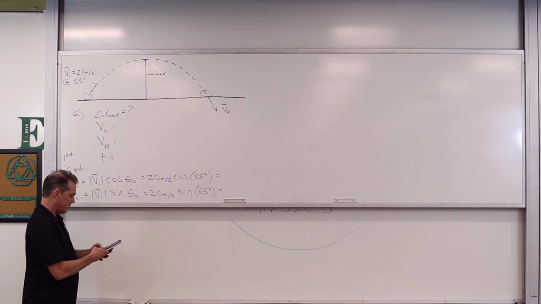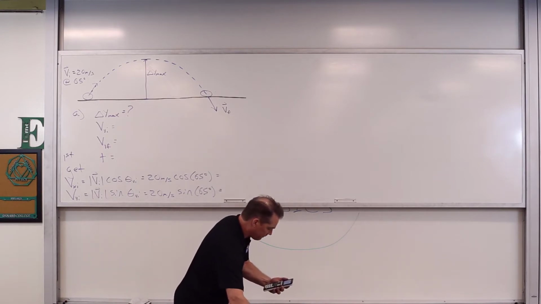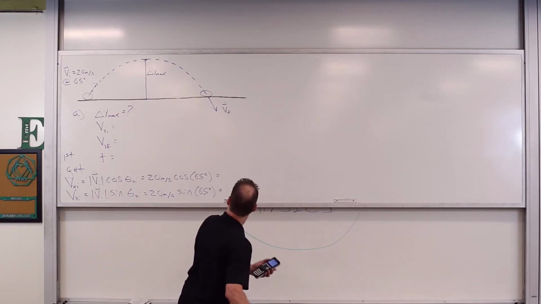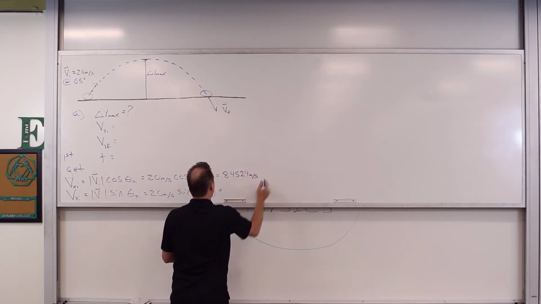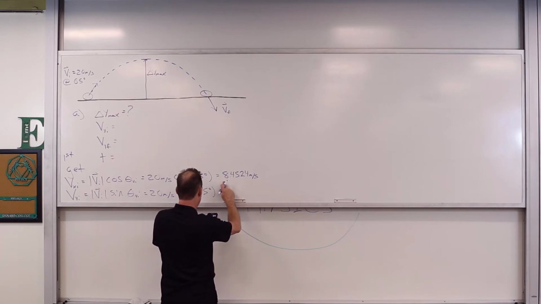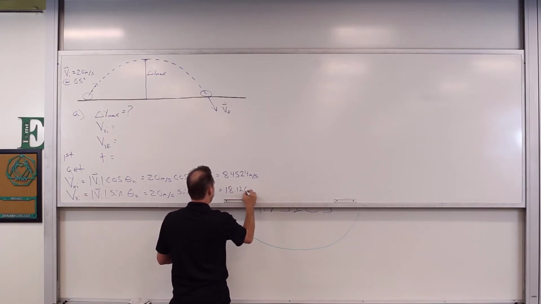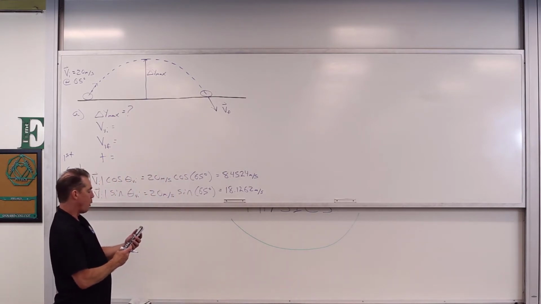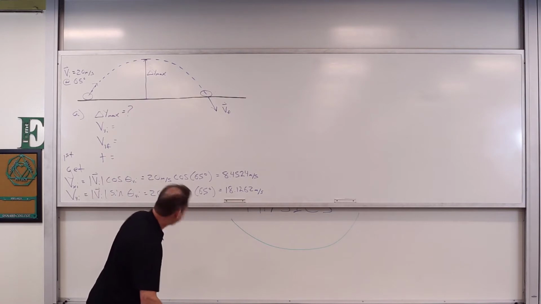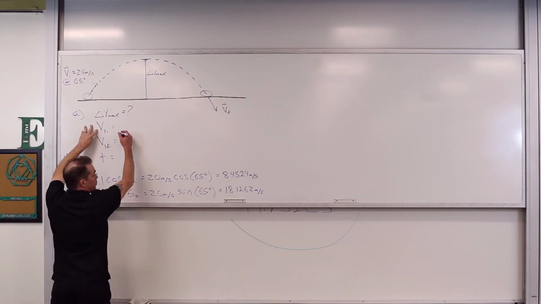So we've got 20 cosine 65 and 20 sine 65. We've got ourselves 8.4524 meters per second for the initial x component, and 18.126 meters per second for the initial y component. So there we go. We've got these components, Vxi and Vyi, and now we know this, right? Vy initial is 18.1262.